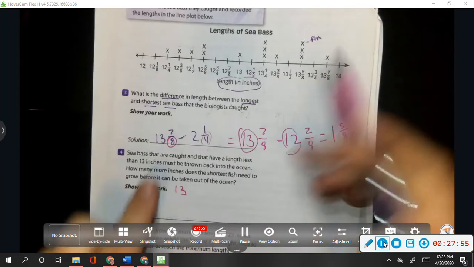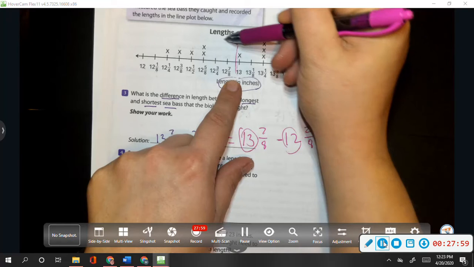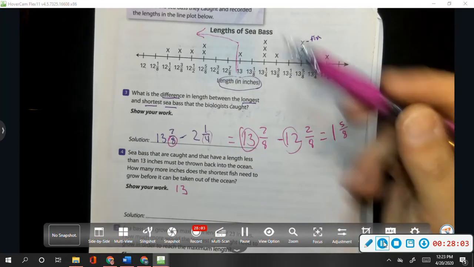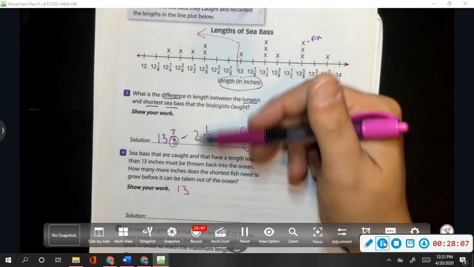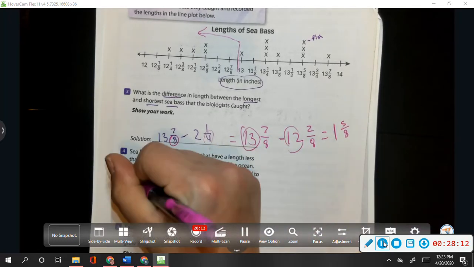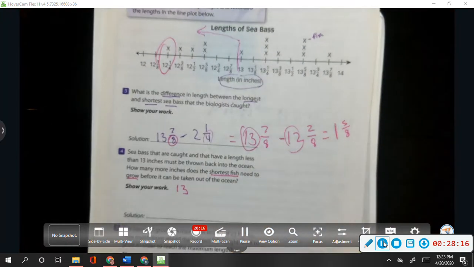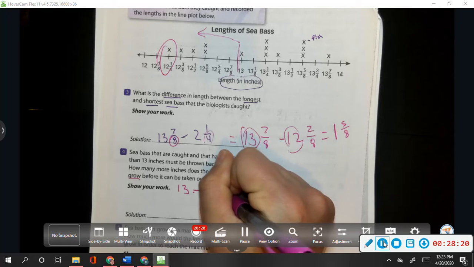Anyhow, so any of these fishes that are not exactly 13 inches, they got to go back to the sea. So let's see, the smallest, right? How many more inches does the shortest fish need to grow? Okay, so the smallest fish would be over here. So we want to find the difference, so we're subtracting 12 1/4.